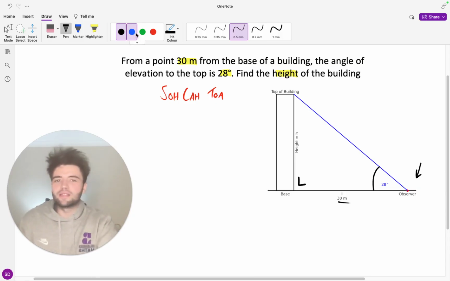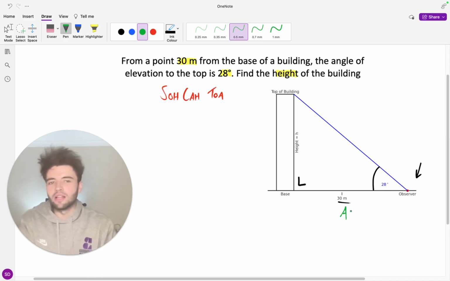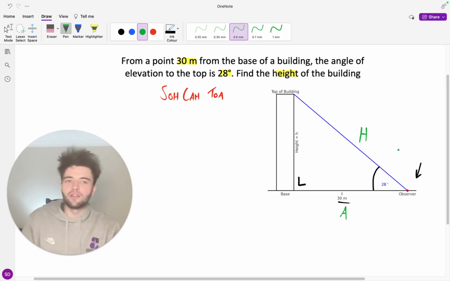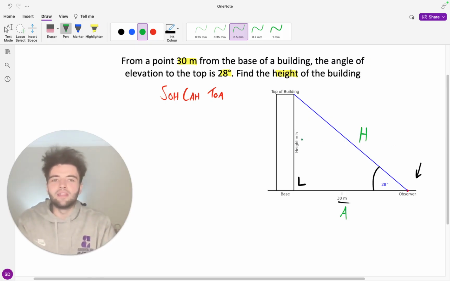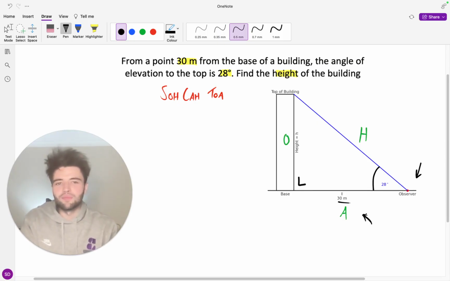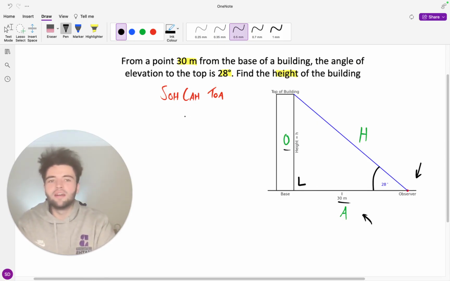And so our next step is going to be to label which angles or which sides we're given. So you can see here we have this 28 degrees, and then adjacent to that, the side along the bottom, which is just beside the angle, we're going to call that A, which is 30 meters. The hypotenuse is going to be the blue line, the line from the observer, their eye level on the ground, up to the top of the building. And then the opposite is going to be the actual height of the building. And so because we're given the adjacent and we're looking for the opposite, which is the height, we can use tan here. So we're going to be using tan for our trig ratio.